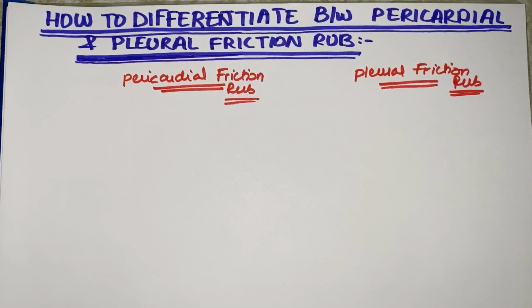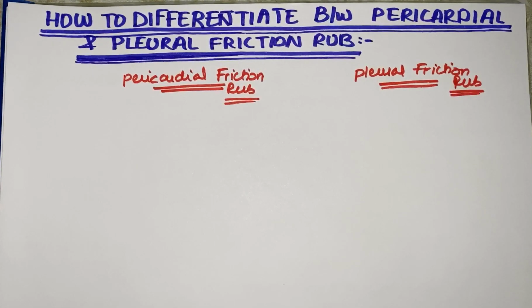Today I'll discuss the major feature of acute pericarditis, that is pericardial friction rub, and how we'll differentiate a pericardial friction rub from the pleural friction rub. This is a very important point, that if we know these two things, then we will never confuse them when we're performing clinical examination or examining a patient.